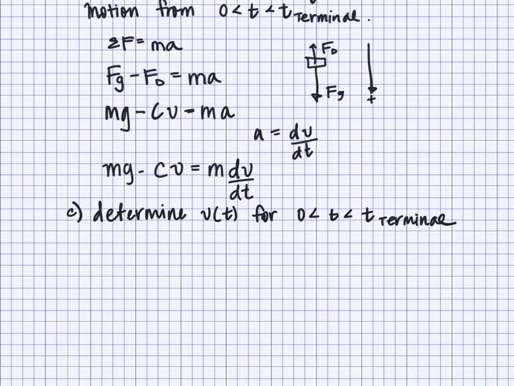Now let's determine the velocity function with respect to time for this object between 0 and t terminal. Okay, so we have the differential equation above. So what I see is I have a dv dt and a v, and they are separated right now. And so what I need to do is get my velocity v on the same side as dv so that I can evaluate it. So I'm going to write this as, let's see, mg minus cv is equal to m dv dt.